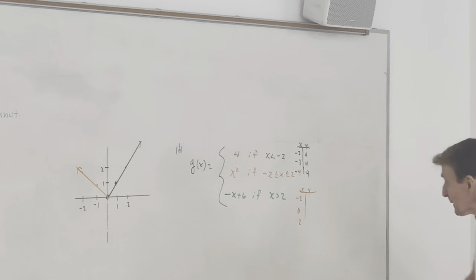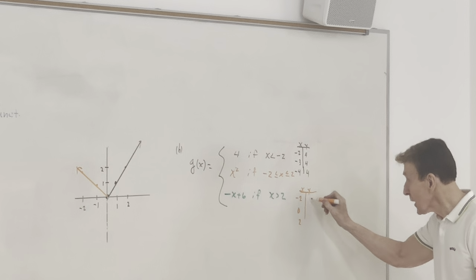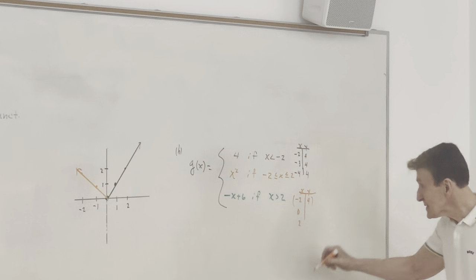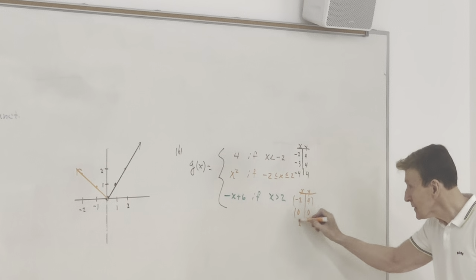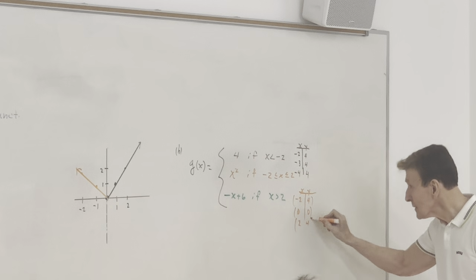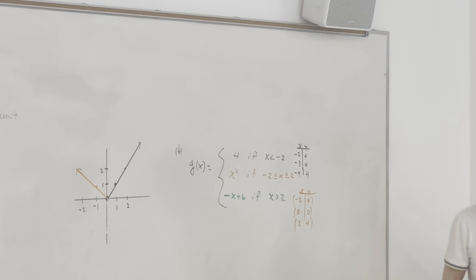If I replace x by -2 here, squared, that's a 4. I have another ordered pair. Put a 0 in there, 0 squared is 0. Another ordered pair. 2 squared, 4, another ordered pair. I'll use those to graph the orange piece.